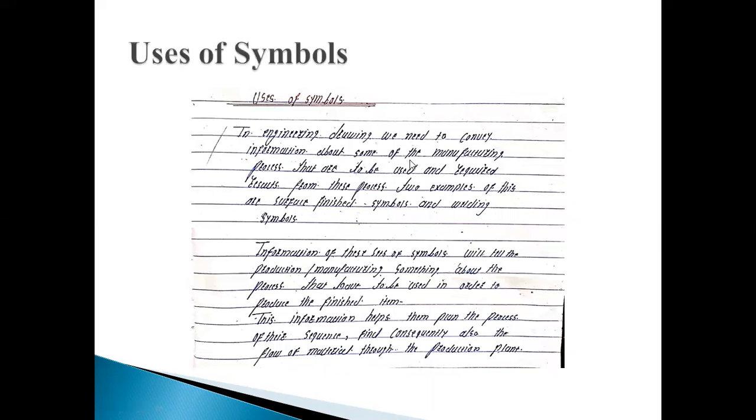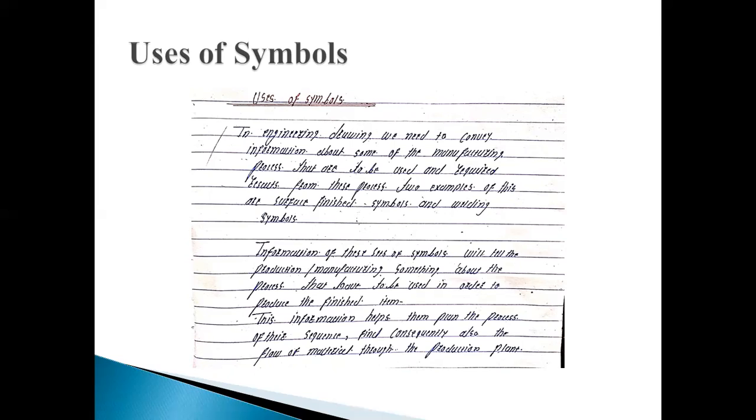And the next point is the applications of symbols. In engineering drawing, we need to convey information about some of the manufacturing processes that are to be used and the required results from the process. Two examples of this are surface finish symbols and the welding symbol.